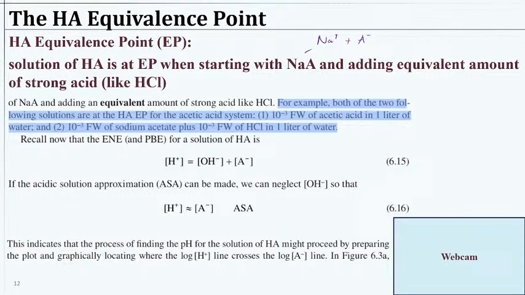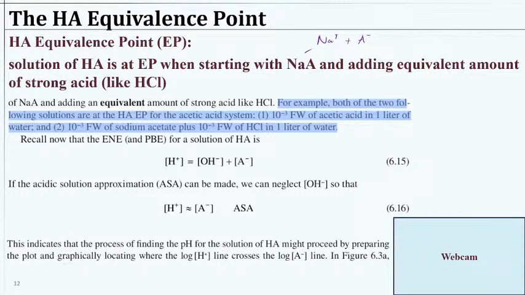Okay, so let's take a look at these examples. So we've reached the equivalence point for both of these scenarios. We have the HA equivalence point for the acetic acid system. 1 is 10 to the minus 3 formula weight of acetic acid in 1 liter of water, and 2, 10 to the minus 3 formula weight of sodium acetate plus that same molar amount, so the same formula weight, 10 to the minus 3 of HCl in 1 liter of water. So if we start with just purely acetic acid, that will get us to the same equivalence point as if we started with sodium acetate and then added that same molar ratio of HCl.